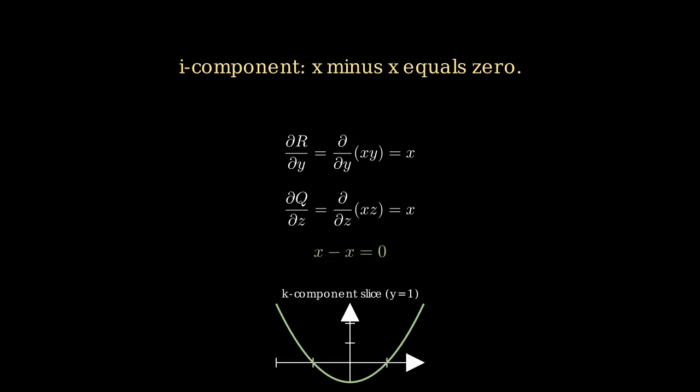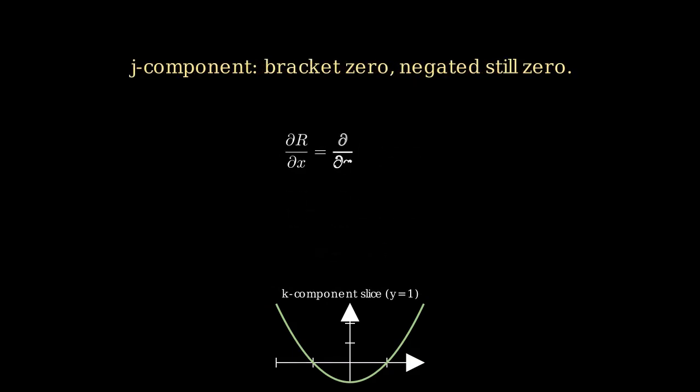Partial of q, which is xz, with respect to z. X is held constant. Z differentiates to 1, giving x. Subtracting, x minus x equals 0. For the j component, we need negative of partial of r with respect to x minus partial of p with respect to z. Partial of r with respect to x. Y is held constant, giving y.